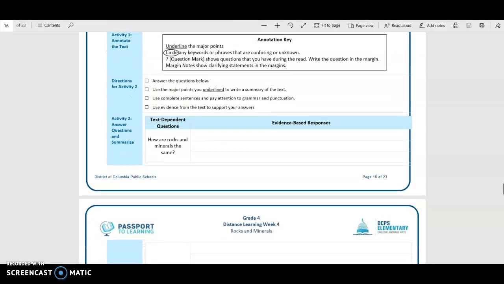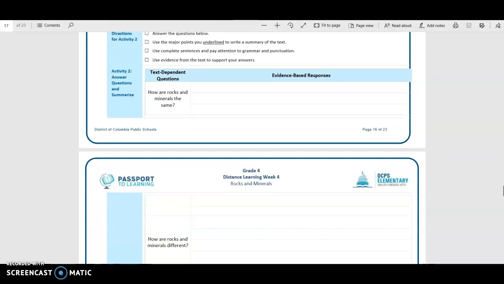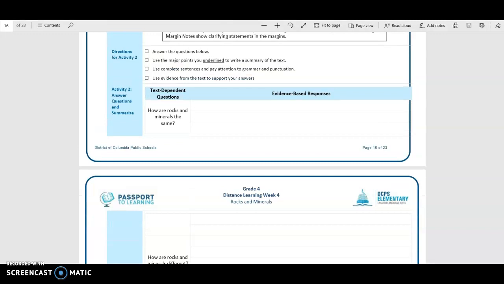Okay, answer the questions below. Use the major points you underlined to write a summary of the text. Use complete sentences and pay close attention to your grammar and your punctuation. Use evidence from the text to support your answers. Text-dependent questions. How are rocks and minerals the same?